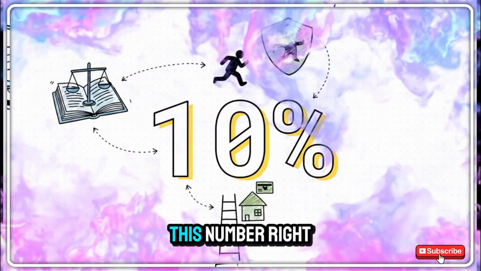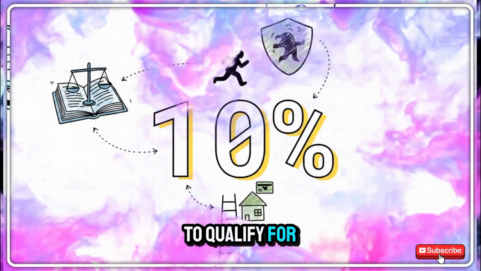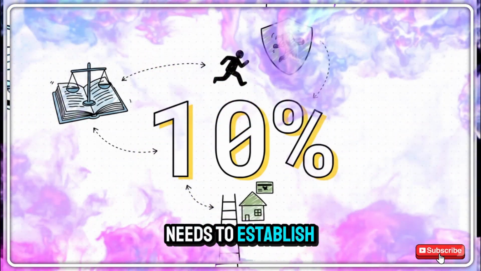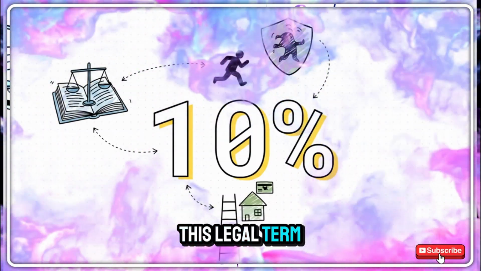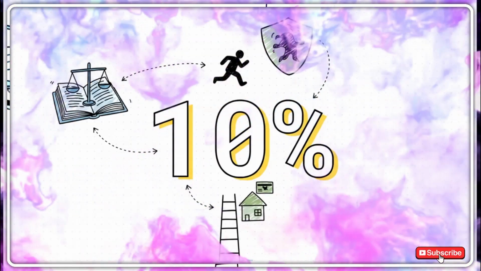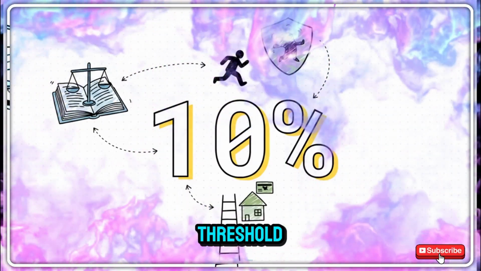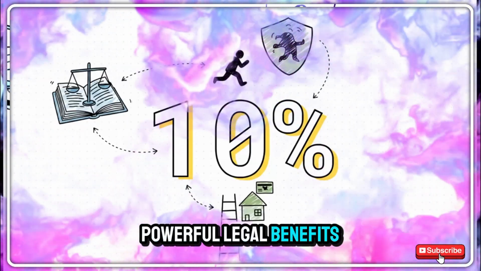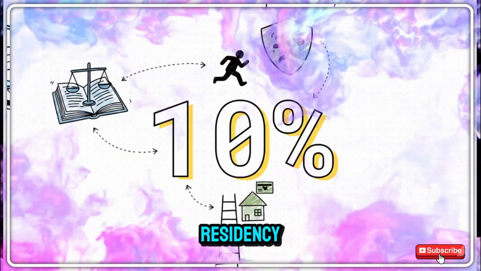Let's start with this number right here, 10%. To qualify for primary relief, which is asylum, an applicant only needs to establish a well-founded fear. Courts have interpreted this legal term to mean a mere 10% chance of future persecution. Mathematically speaking, that is a really low evidentiary threshold. Yet it grants the most robust, powerful legal benefits in the entire system, including a direct path to permanent residency.